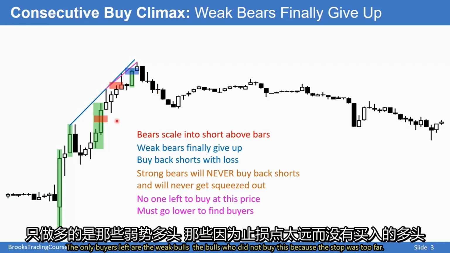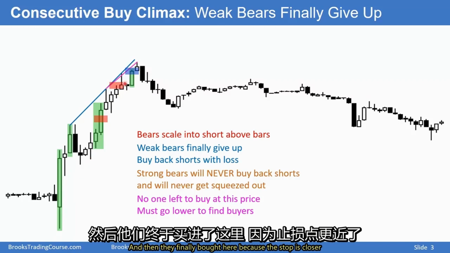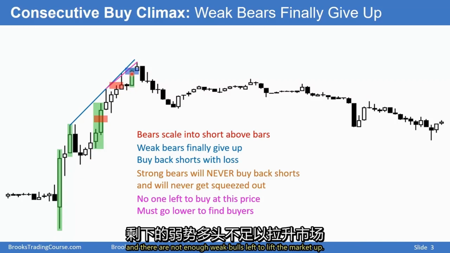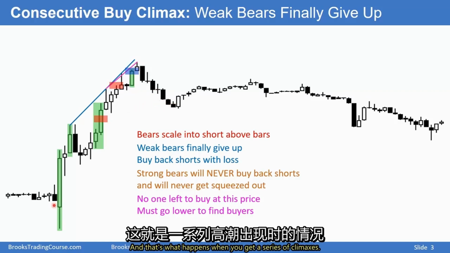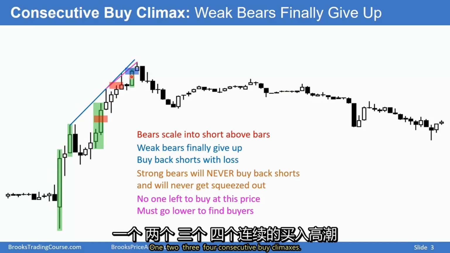The only buyers left are the weak bulls, the bulls who did not buy this because the stop was too far. And then they finally bought here because the stop is closer and there are not enough weak bulls left to lift the market up. The strong bulls are selling, the market goes down. The strong bears are selling, the market goes down. And that's what happens when you get a series of climaxes. 1, 2, 3, 4 consecutive buy climaxes.